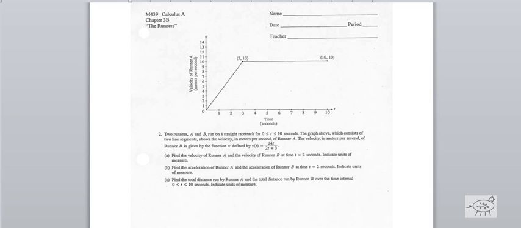So basically we're investigating graphs and functions, and obviously probably taking the derivative, because that's what this is all about, right? Find the derivative or find the slope of a line. So let's look at the first question here. Find the velocity of runner A and the velocity of runner B at time equals 2 seconds. Indicate units of measure. For A, again, let's look at the graph.